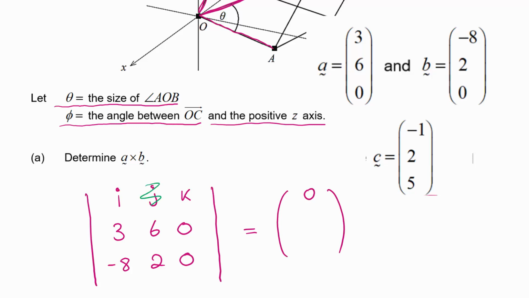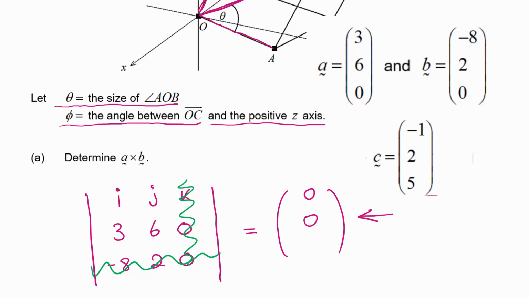Then for the j component, we cover up j, row and column. And you can see the determinant we have left. And I'll do 3 times 0, negative 8 times 0. So that one is also 0. And then for k, we cover up that one. I'll just mention that for the j component, had it been a non-zero value, we would have taken the negative of the value that we got. And that's only for the j component.